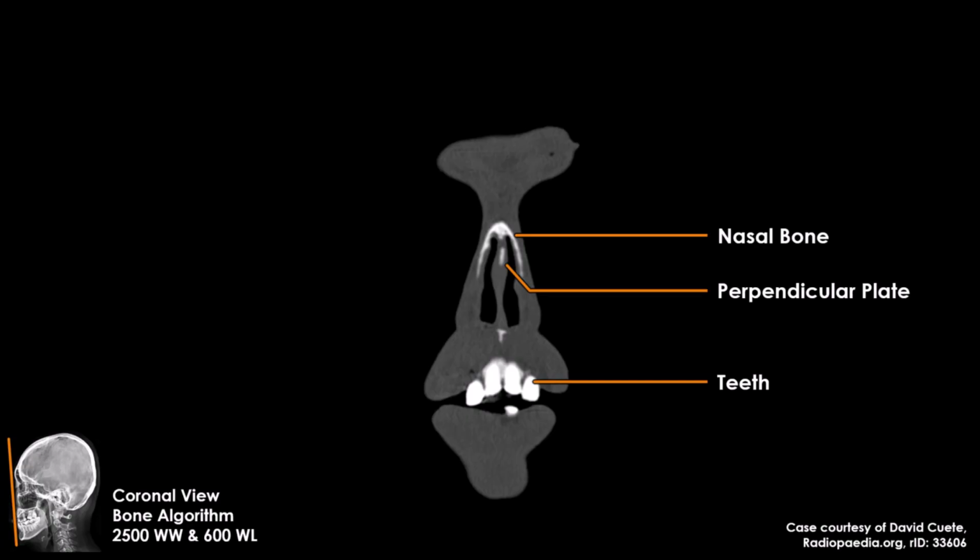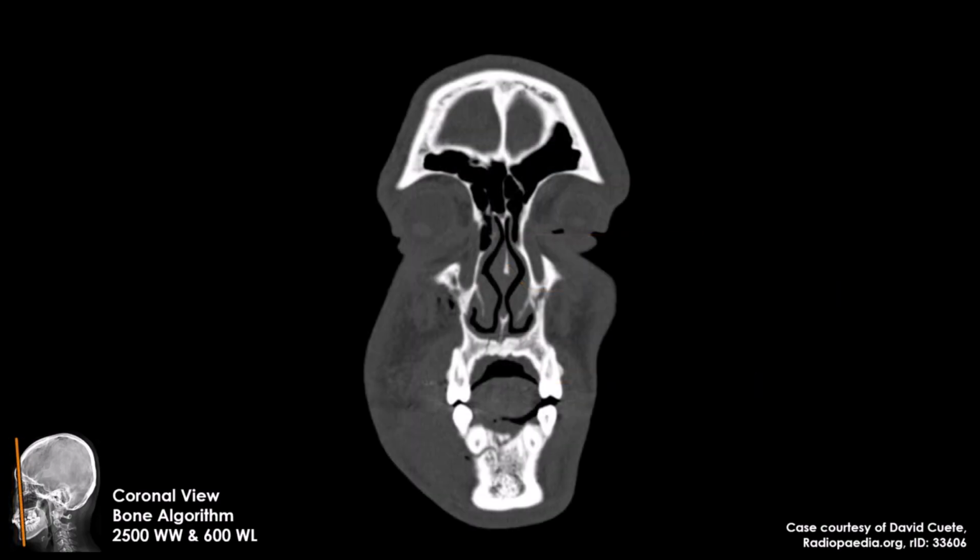In the next image, we'll move slightly deeper into the face. We'll start at the top of the image. This is the frontal bone. It contains the frontal sinus and forms the supraorbital margin. That's the roof of the bony orbit. Obviously, the frontal bone is a cranial bone, not a facial bone, but it does form parts of the face.